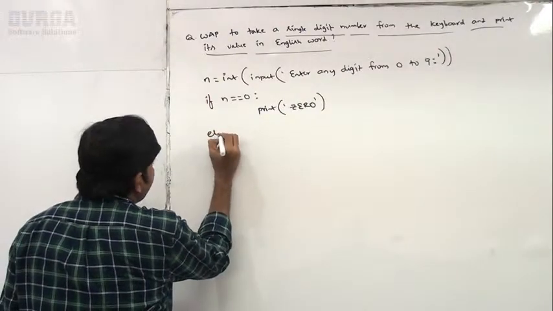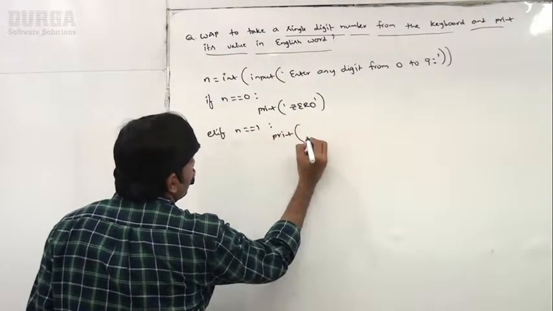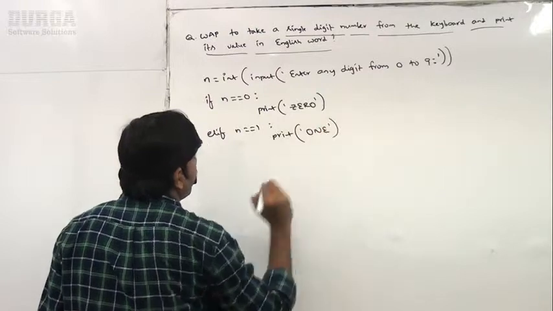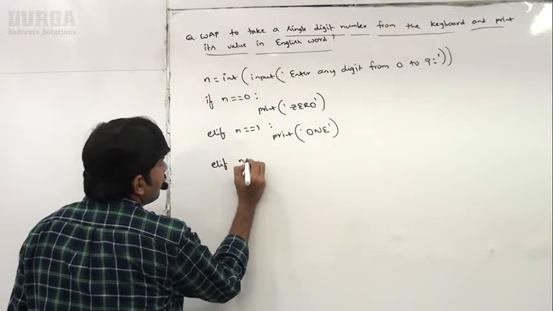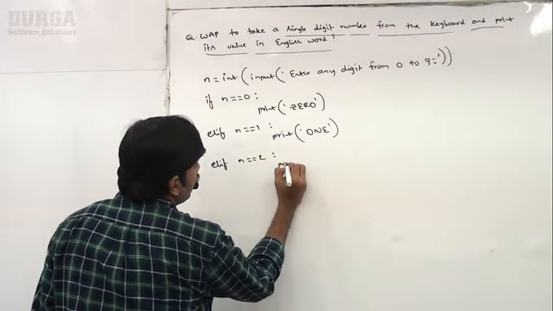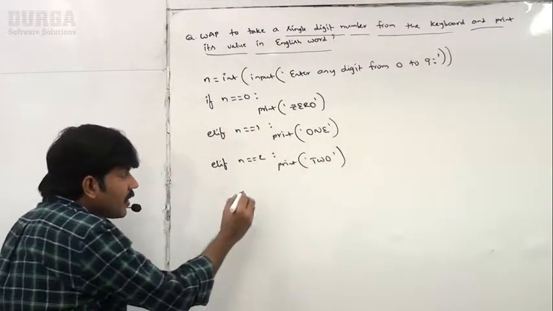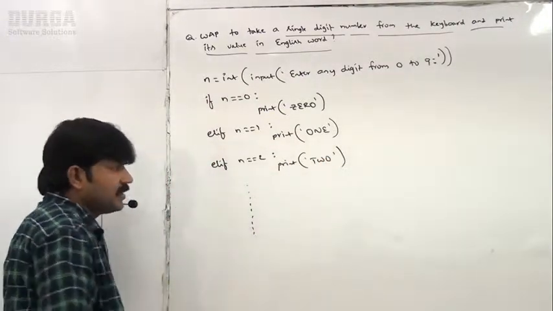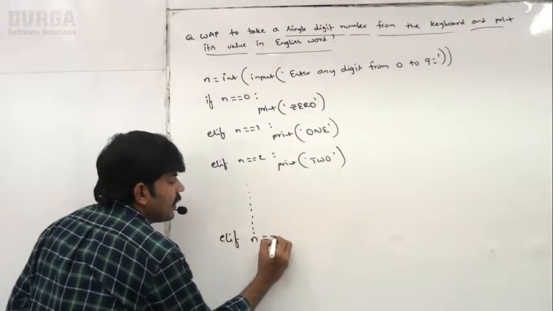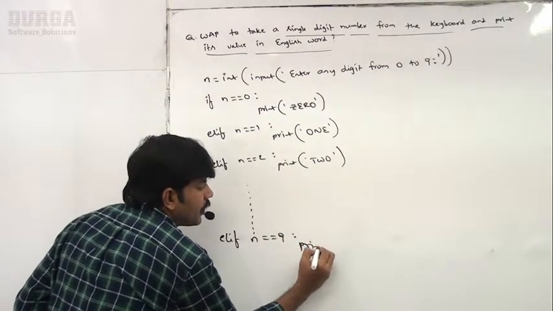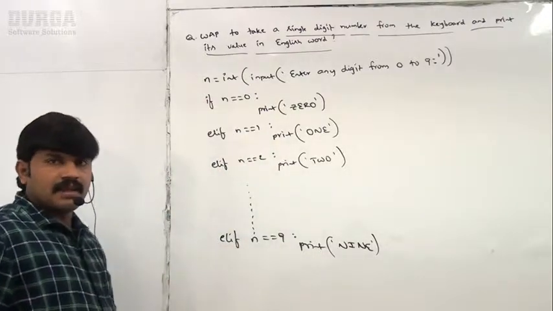Sir, elif n is equal to 1, print of 1 I have to take. Again elif n is equal to 2, print of 2, sir. Like this, sir, now you have to go until elif n is equal to 9, print of 9, sir. Are you getting it? Print of 9, like this we can take.